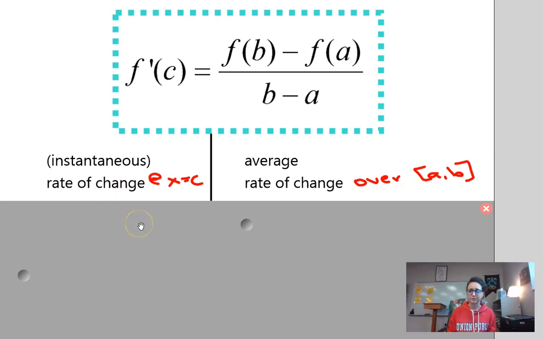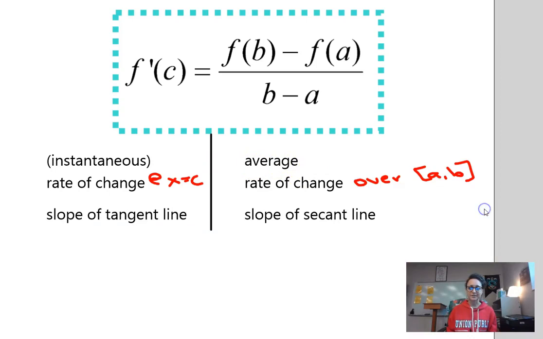So that's some vocab for you. The left side gives you instantaneous rate of change, the right side gives you average rate of change. And you may or may not see that word instantaneous. If you don't see it, it's understood. You have to see average to mean average rate of change. I can also think of this in terms of slopes. So the left-hand side gives me the slope of the tangent line at x equals c. The right-hand side gives me the slope of the secant line between a and b.